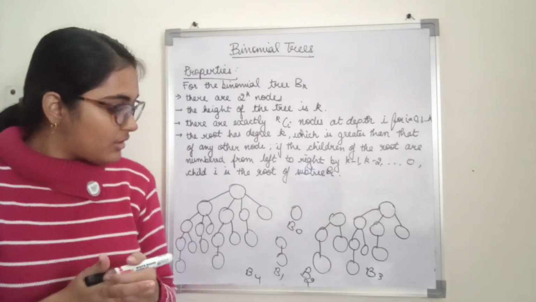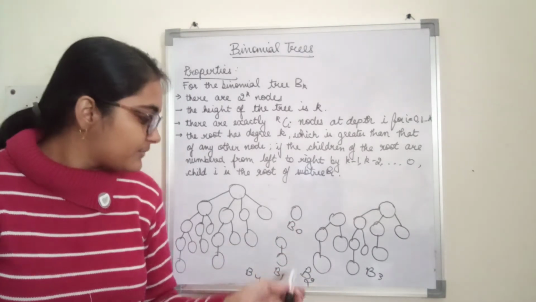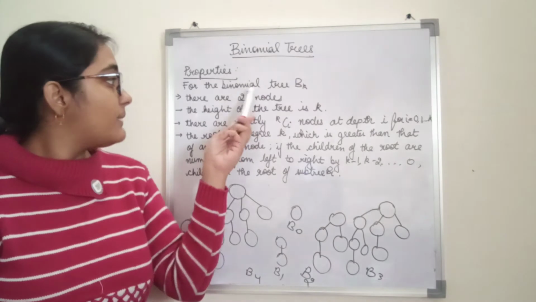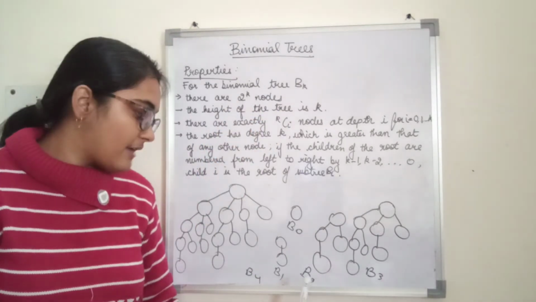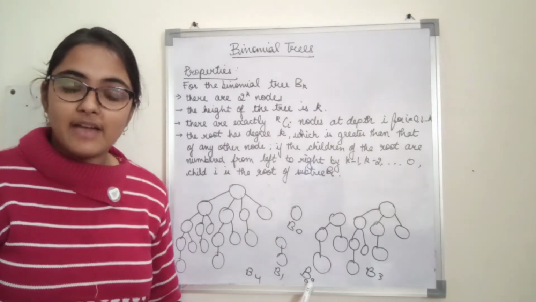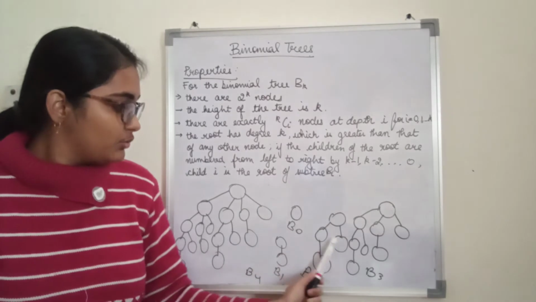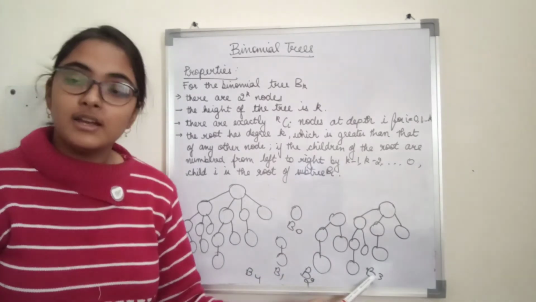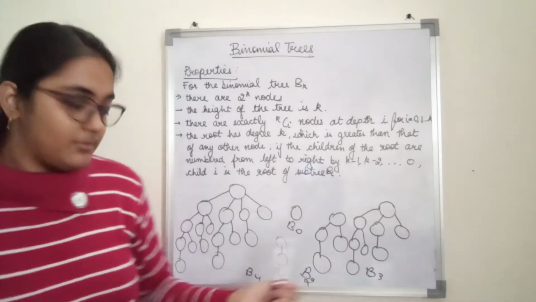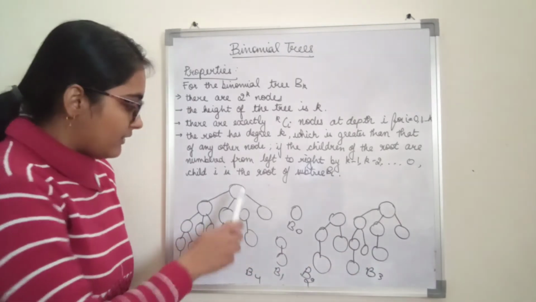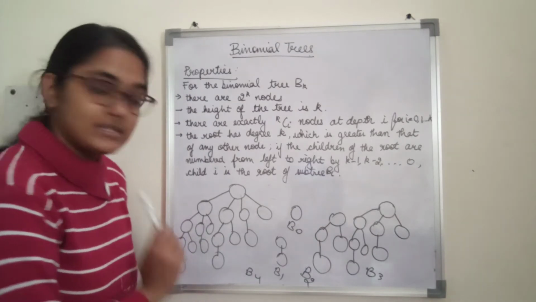In case you want to count, you can count it. Here it is 1, here there are 2 nodes, 2 power 1. So what is k? In the binomial tree Bk there are 2 power k nodes. This is B1, so it should have 2 power 1 nodes. How many nodes should we have in B2? 2 power 2, that is 4 nodes: 1, 2, 3, 4. In B3, 2 power 3, 8: 1 2 3 4 5 6 7 8. In B4, 2 power 4, 16: 1 2 3 4 5 6 7 8 9 10 11 12 13 14 15 16.